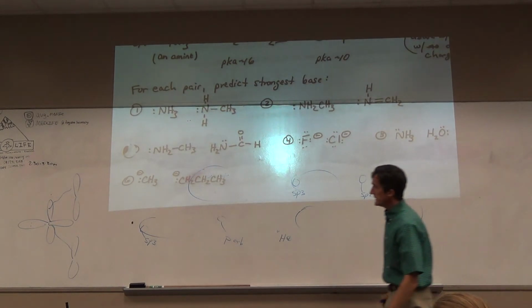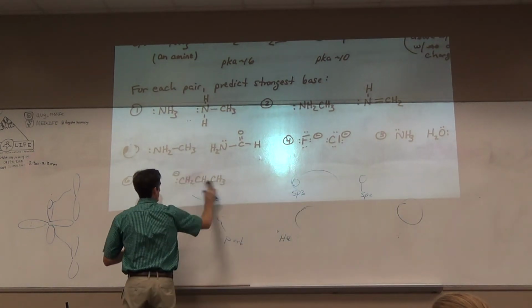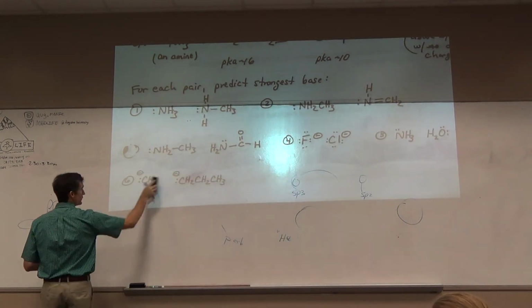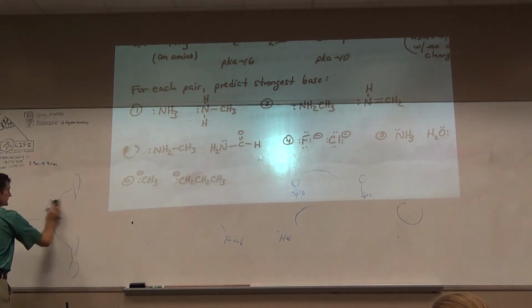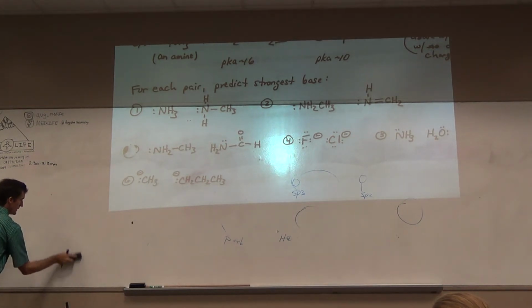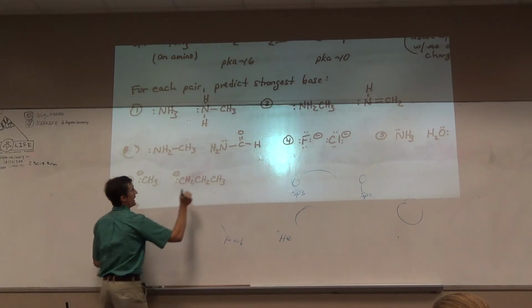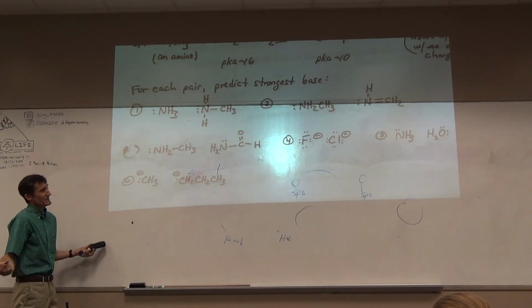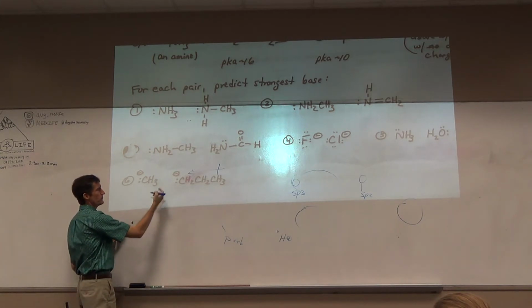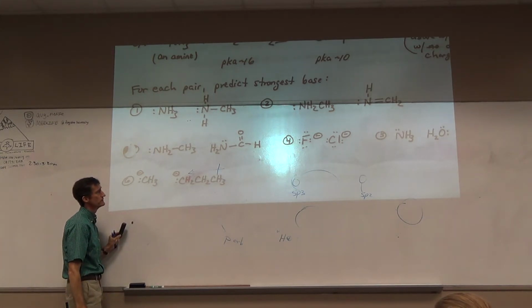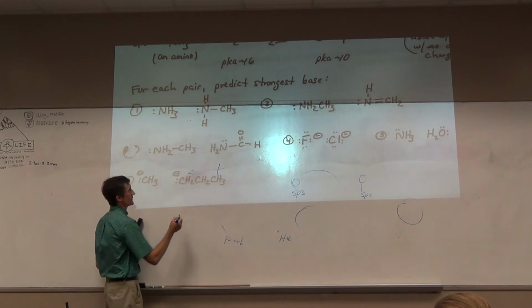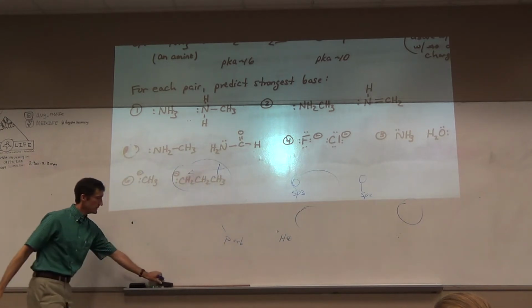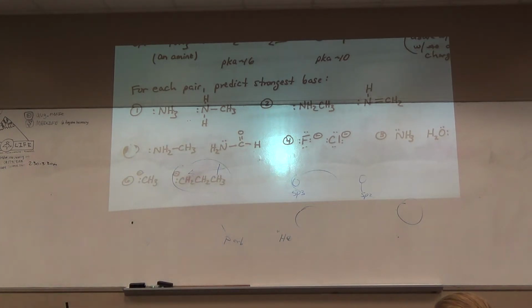Which is a stronger base over here? They're both carbanions. They're both pretty basic. Both lone pairs are sp3. What's the difference? I got some extra inductive donation there. To me, that's the only difference, but that's enough. Which one's more basic? Correct. More electron density at the lone pair.